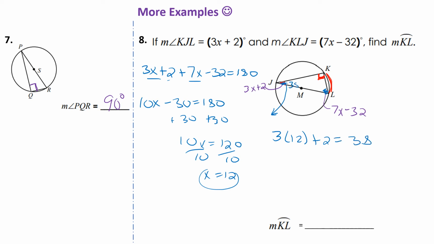So if this angle here is 38, remember that the intercepted arc is twice the inscribed angle. So if KJL is 38, then 38 times 2 is 76. We could say the measure of arc KL is equal to 38 times 2. That gives me 76, because this is double. So KL is 76 degrees.